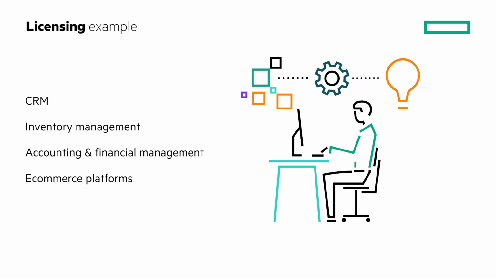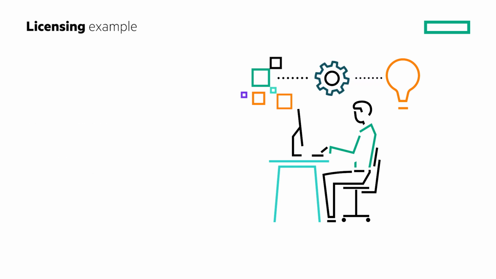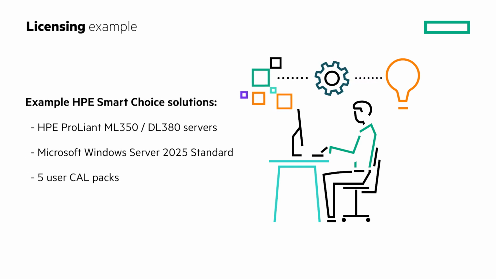The HPE SMB solutions, including those purchased using the HPE Smart Choice program, include the Windows Server Standard license. CALs would need to be added to them separately. In some regions, there are HPE Smart Choice solutions that contain HPE ProLiant ML350 or DL380 servers with Microsoft Windows Server 2025 Standard and 5 user CAL packs as a single SKU.